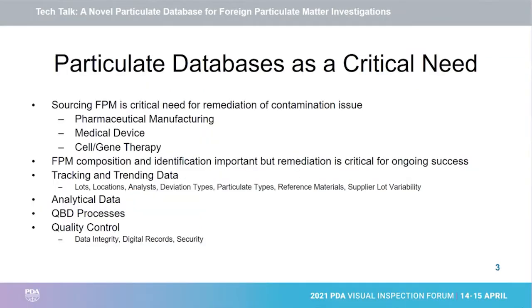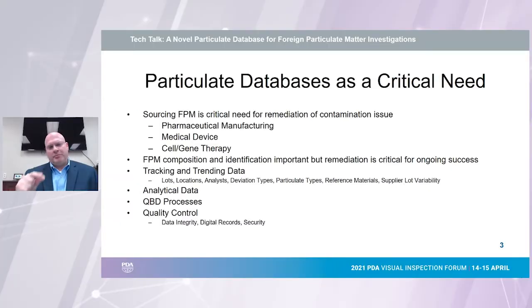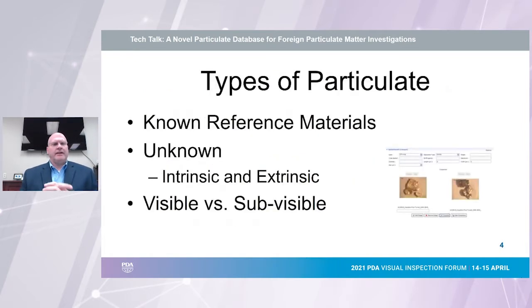So in addition to all the information I just discussed, the analytical supporting data is also critical during these investigations, and not only from the science perspective, but also from the quality perspective. You have to take into consideration things such as a quality by design process, making sure that we have procedures in place to deal with these, but also we're dealing with other bigger quality control issues, such as data integrity, digital record security, and other types of quality issues, which we'll discuss in a second.